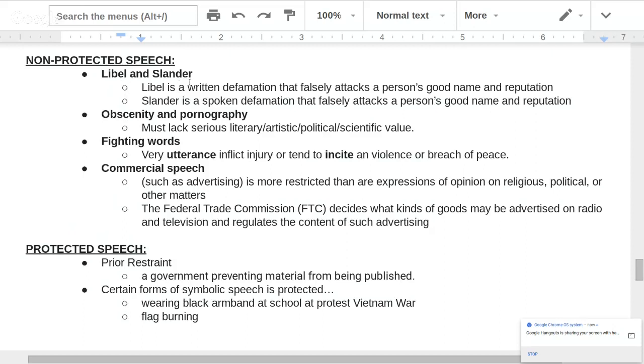Libel and slander: libel is a written defamation, and slander is just spoken. Just think about that: slander, spoken; libel, written. Libel is a written defamation that falsely attacks a person's good name and reputation. The reputation is very important. Slander is a spoken defamation that falsely attacks a person's good name and reputation. For example, Hillary Clinton saying that we're a basket of deplorables. It could hurt someone's reputation.